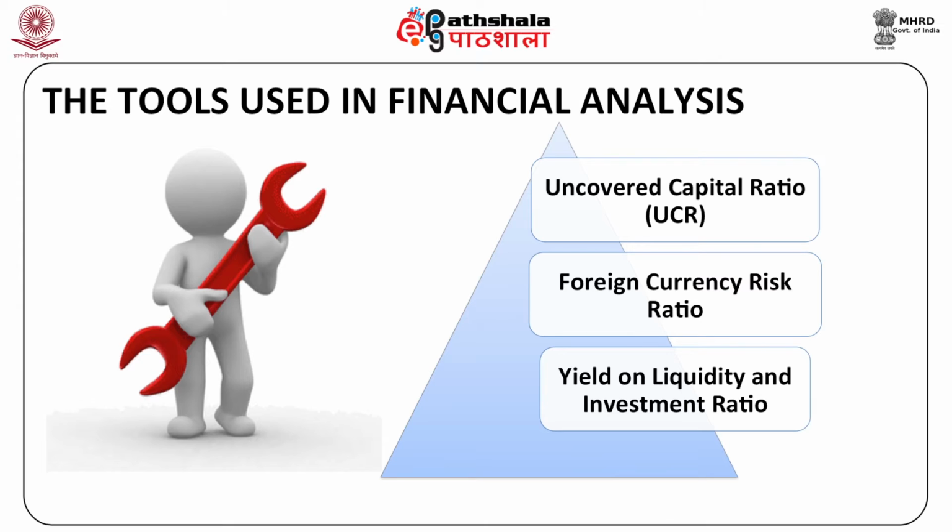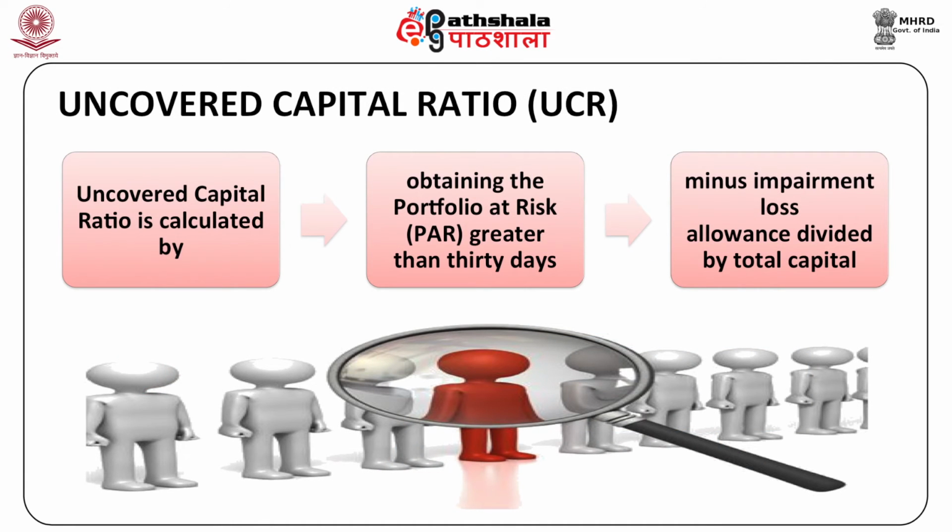Uncovered Capital Ratio, UCR; Foreign Currency Risk Ratio; Yield on Liquidity and Investment Ratio. Uncovered Capital Ratio is calculated by obtaining the portfolio at risk (PAR greater than 30 days) minus impairment loss allowance, divided by total capital.